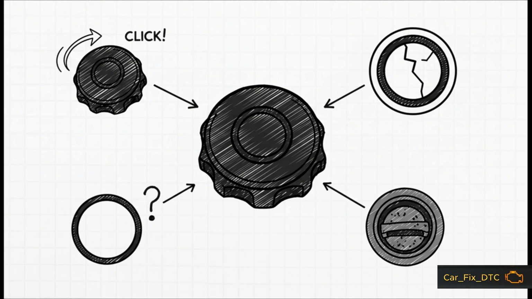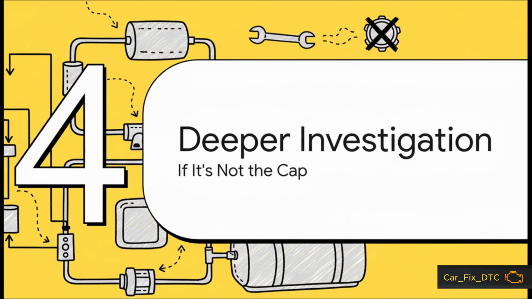If it's not tightened until it clicks, or if that little rubber seal is old and cracked, or maybe it's just plain missing, the system can't hold pressure. For you Fords with that easy fuel capless system, just make sure the little flap in there is clean and sealing properly. Any of these things will trigger that code. So your first step is super simple. Go check that cap.